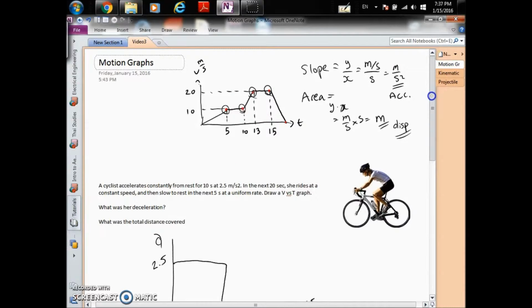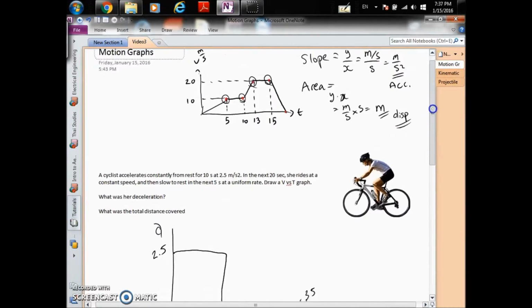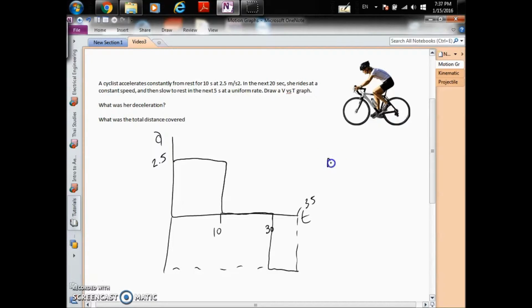Now, as we deduced above, the area under an acceleration time graph gives us, let's have a look, meters per second squared times seconds gives you meters per second. So to find the speed that she is traveling at in the middle, all you do is find the area under here, which gives you 25 meters a second. Now, she has to decelerate from 25 to 0 as well. So both these areas must be equal, right?